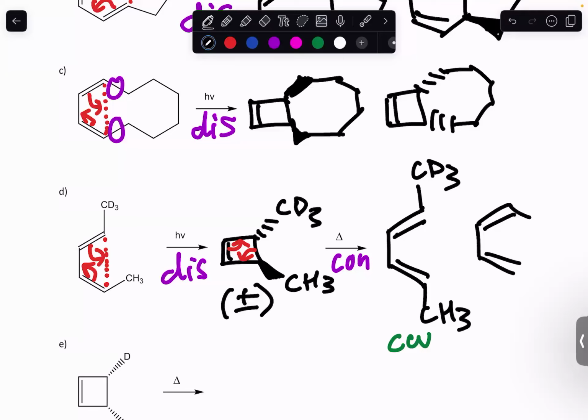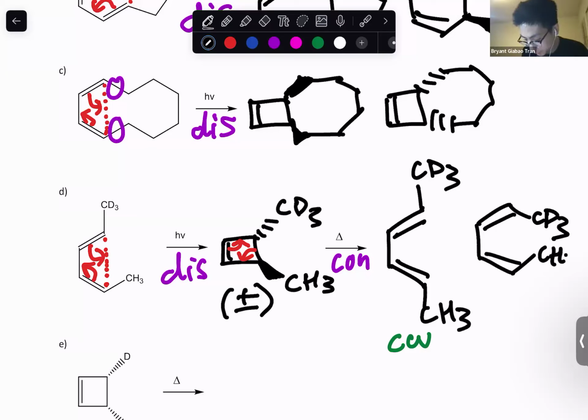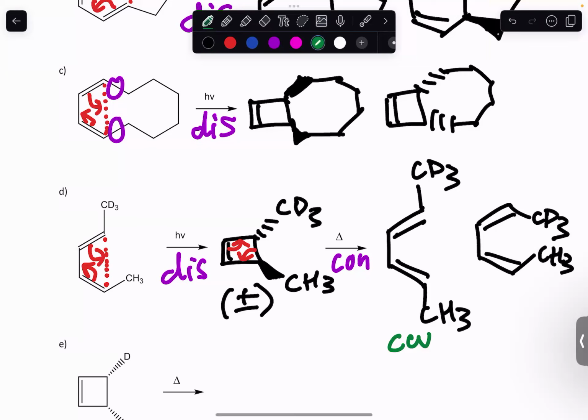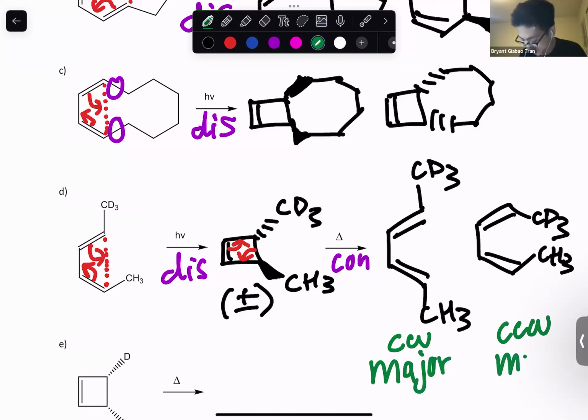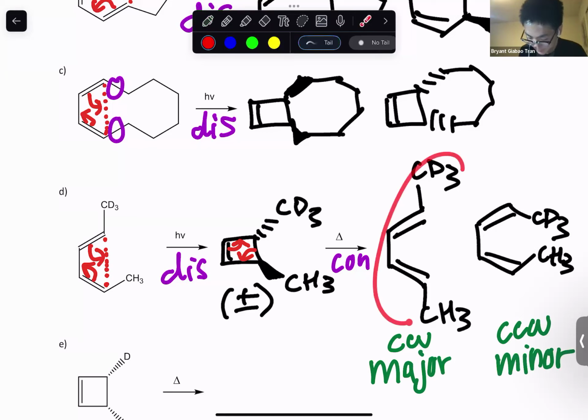So when you draw both products then? Yes, you draw both products, but one product would be major over the other. I'm assuming it'll be the left one because the right one has steric hindrance. Right, this one is major because it's less sterically hindered.